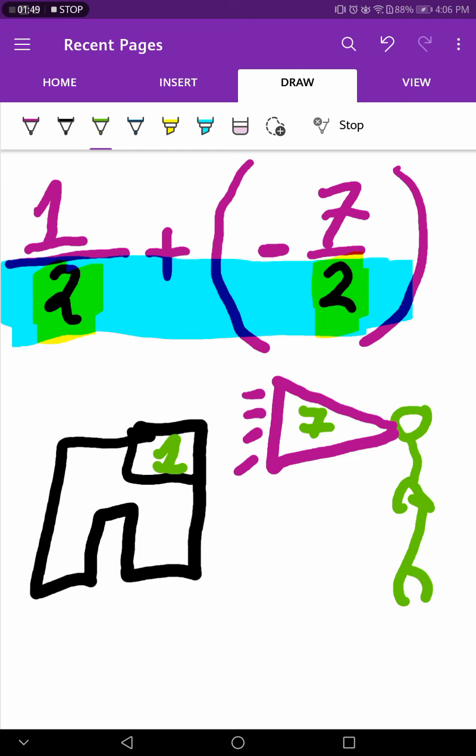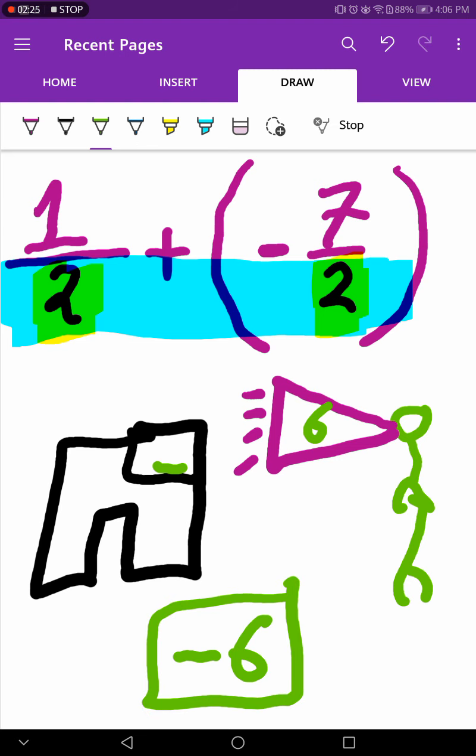Okay, so it will be 1 plus negative 7. It will be negative 6. Why is it negative 6? Because 1 minus 7 equals negative 6. In this story, after you give him what you have here, he still wants 6 from you. So the answer is 6 riyals, and because the 6 is for the grocery guy, it is negative 6.